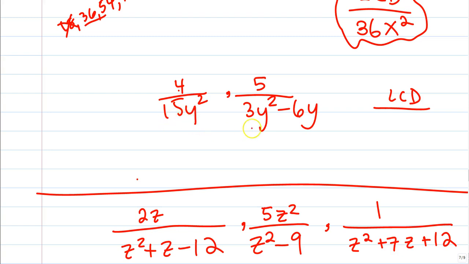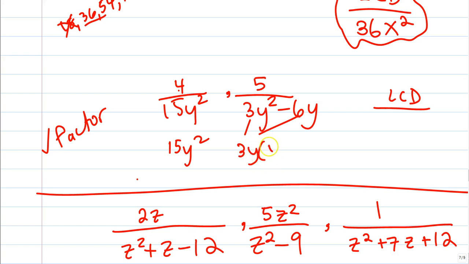Well, this is a 15y squared and 3y squared minus 6y. It's tempting just to say they don't look anything the same, so just multiply them by each other. Keep in mind, you have to check if anything can factor. 15y squared doesn't factor, but 3y squared minus 6y, yep, we can pull out both a 3 and a y, leaving us with y minus 2. What does that do for us now?